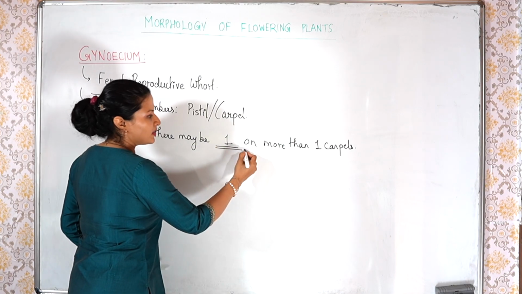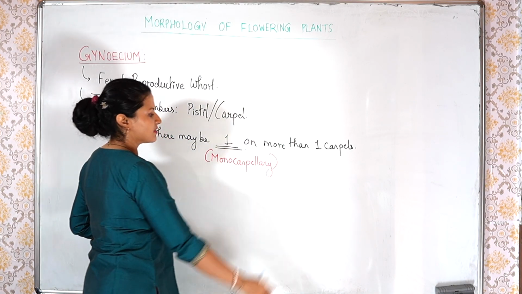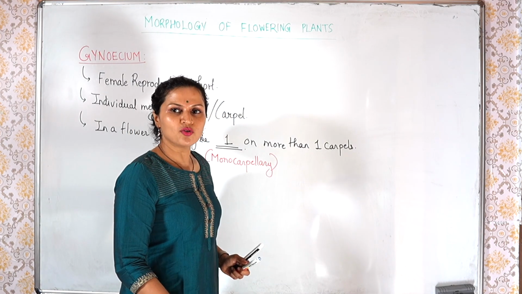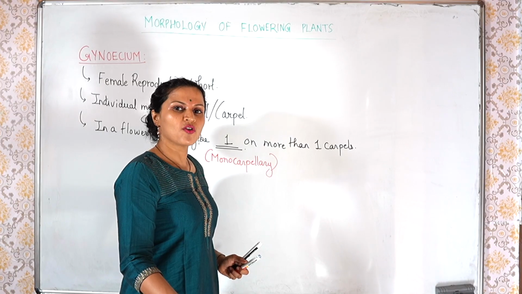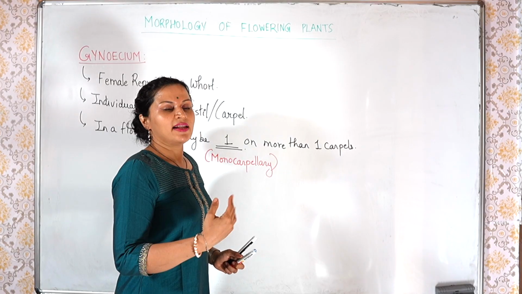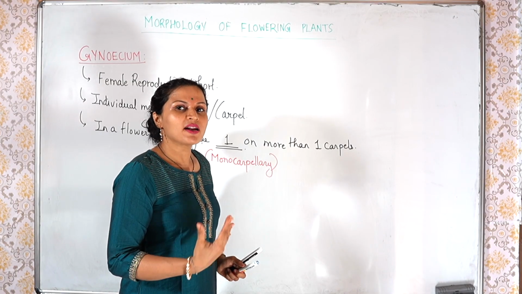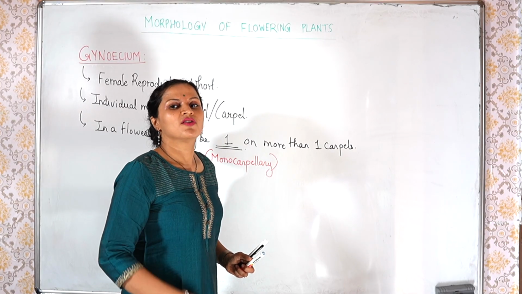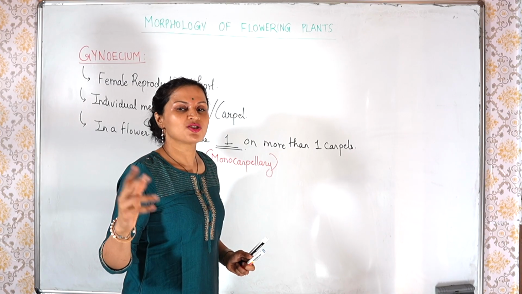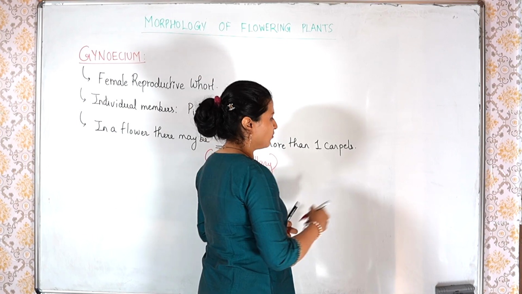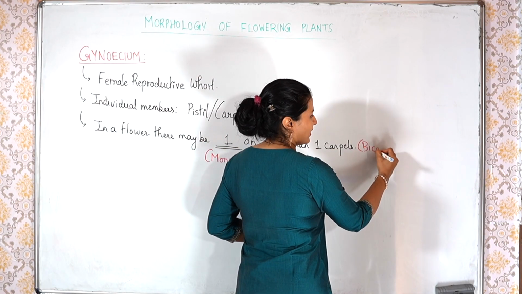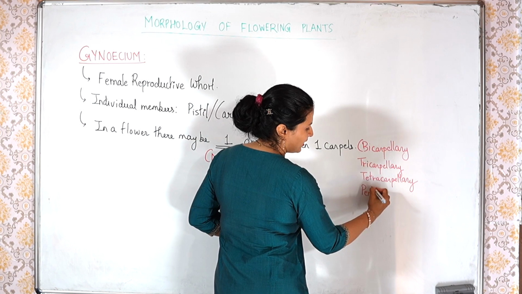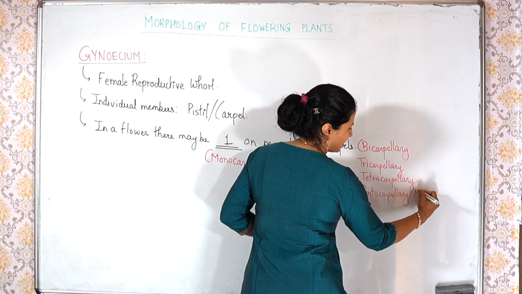If only one carpel is present, the flower may be called as monocarpellary. If there are more than one carpels, they can be either two carpels or three carpels or four or five or more than five. And accordingly, they will be called as bicarpellary flower or tricarpellary, then tetracarpellary flower or pentacarpellary / multicarpellary flower.